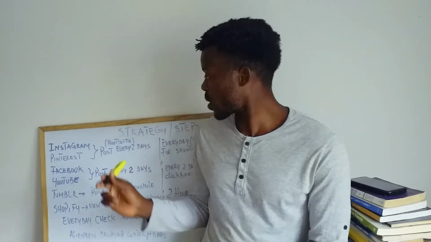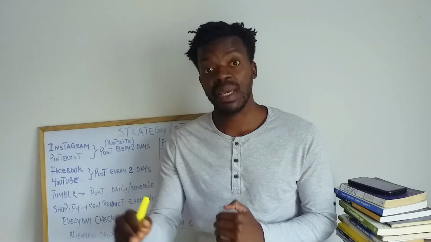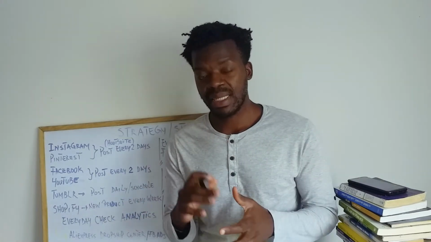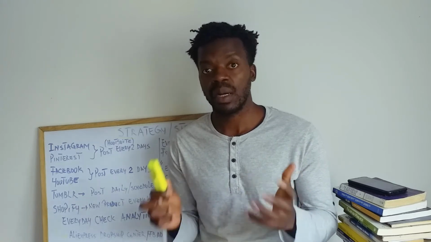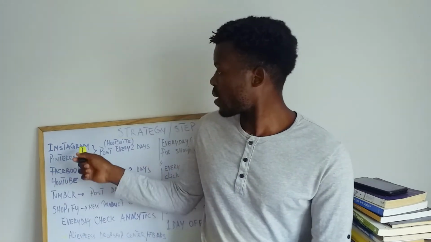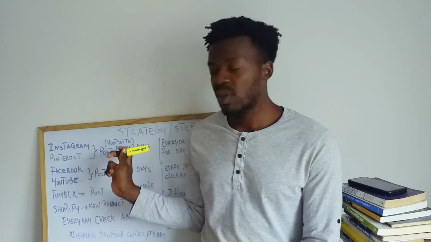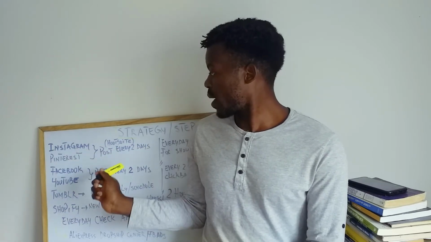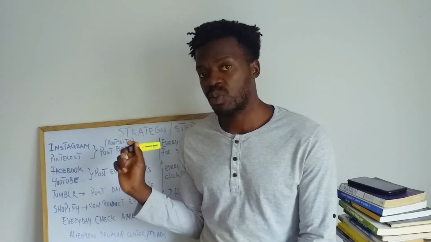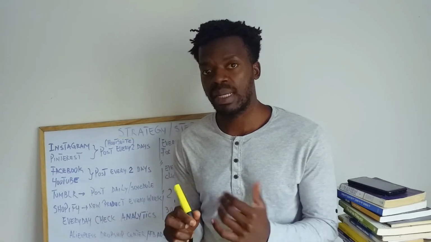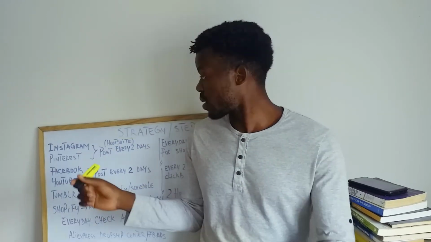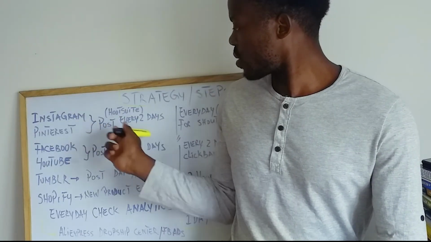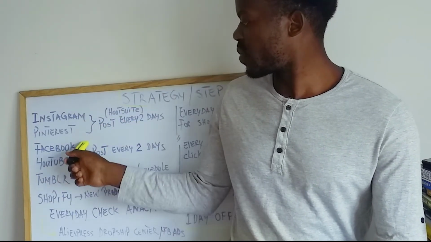On this episode, we're going to talk about the strategy and steps that we have to apply along the way to get to $10,000 a month, so $500 a day. That is our goal. We're going to start with every 2 days posting to Instagram and Pinterest. We're going to use Hootsuite, but you can use a different one; there are many other scheduling platforms. And every 2 days we're going to post, and then we have Facebook and YouTube.